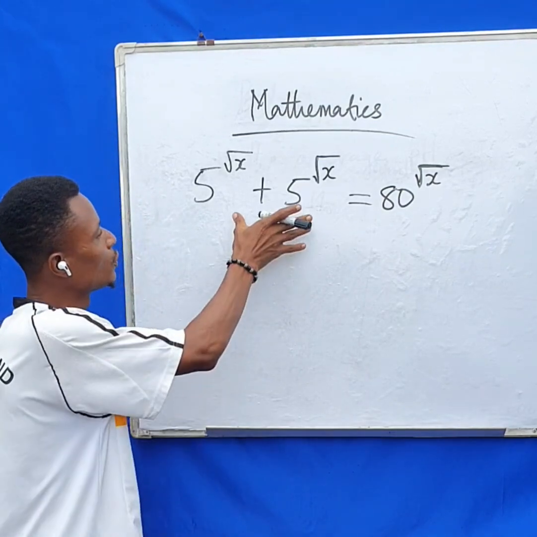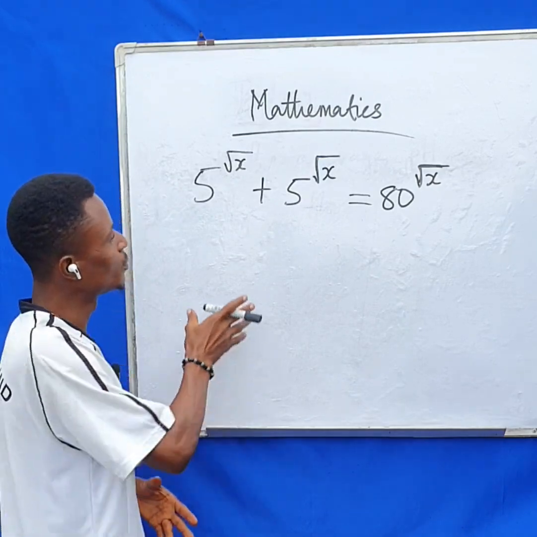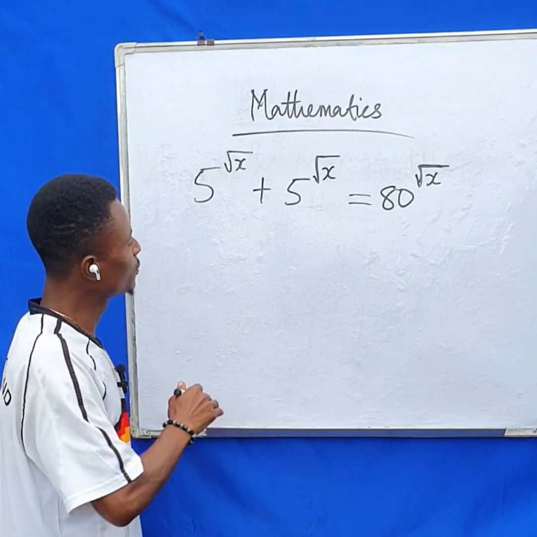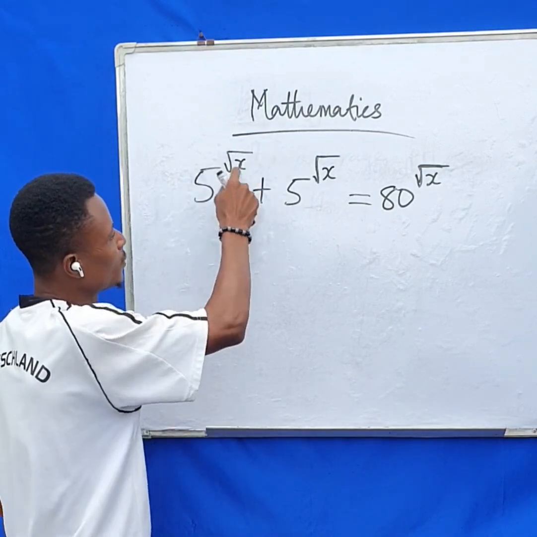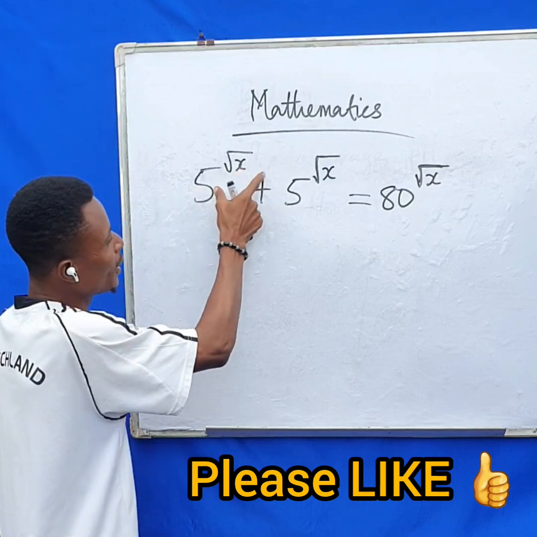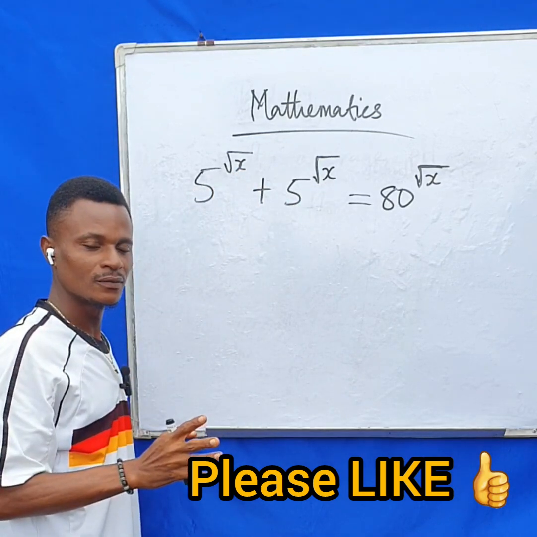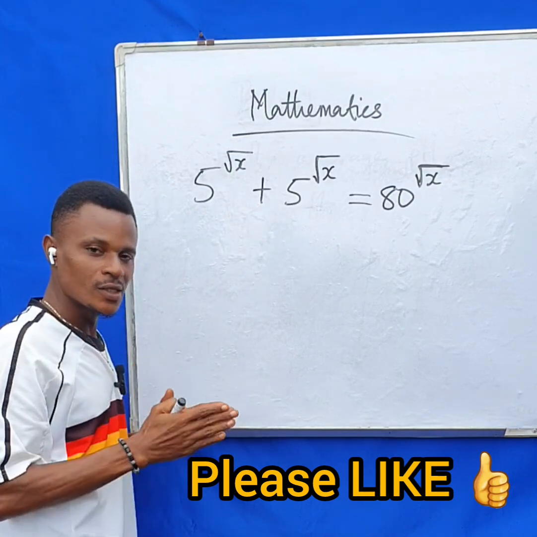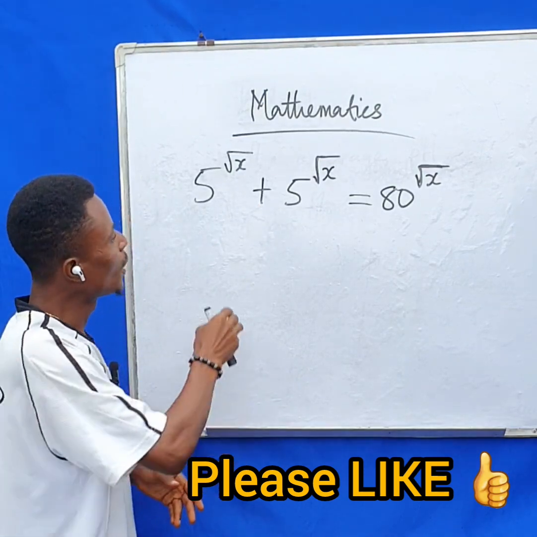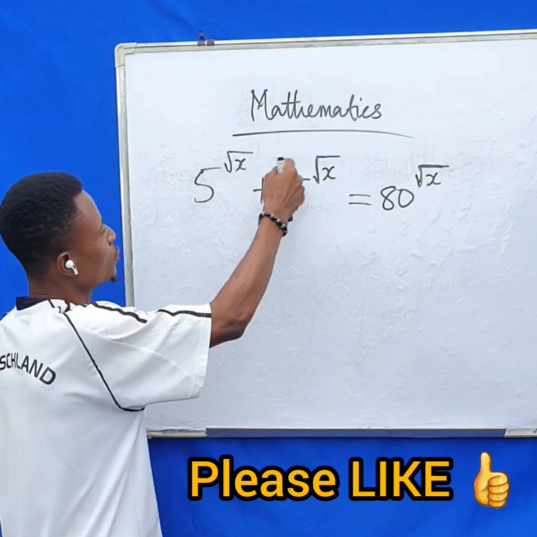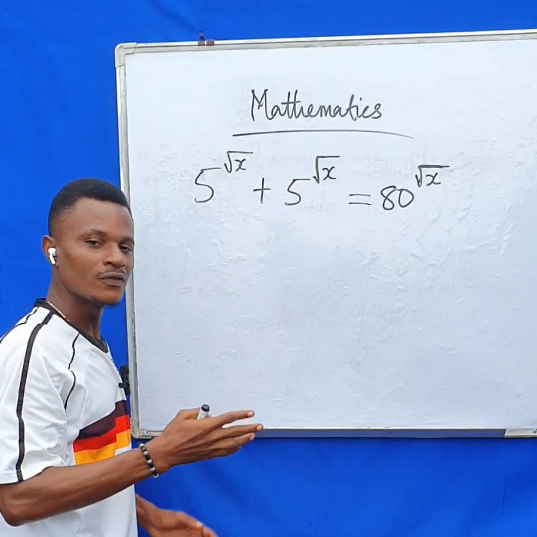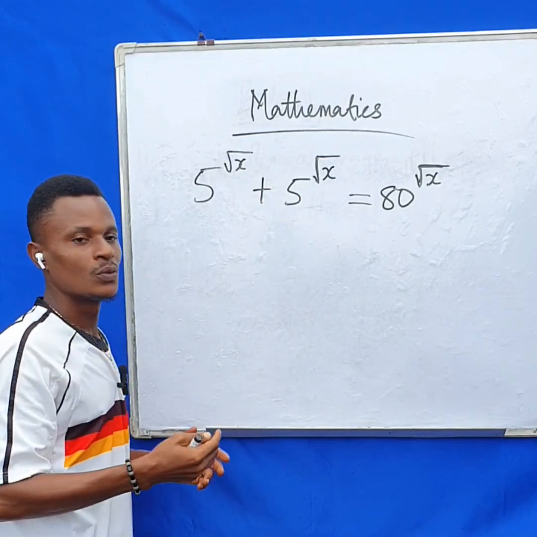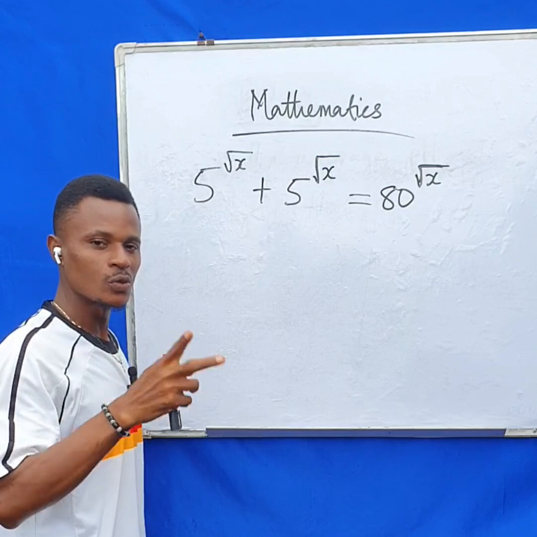If you want to solve this question, first of all, look at this left-hand side. There's something you will notice. We have this number being added to the same number. This number and this number are exactly the same, and they are being added. How many of these numbers do we have here? We have 1, 2. Because we have the same number being added twice, we are going to multiply one of them by 2 because we have 2 of it.